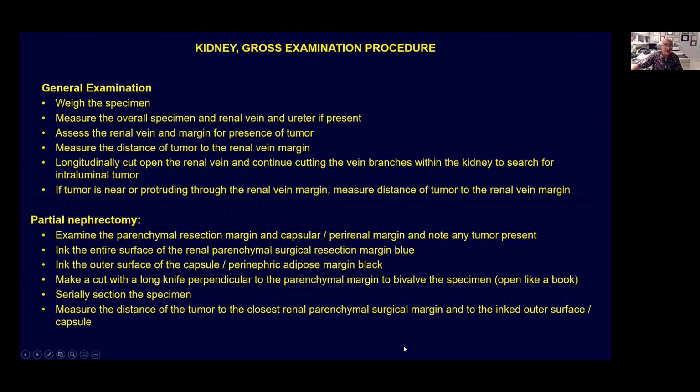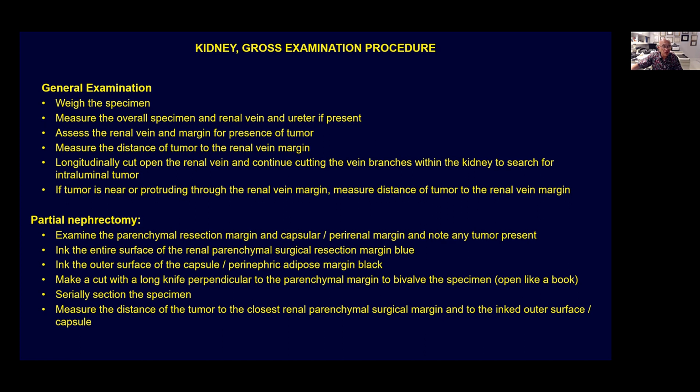And in regards to general features, of course, the weight of the specimen and the measurement of the specimen is the most important thing. And then in the case of the kidneys, we want to document very well, before we touch anything or do any inking, if the renal vein is involved, if the tumor is present in the margins, and if there is some additional tumor thrombus that is being submitted in the bucket.